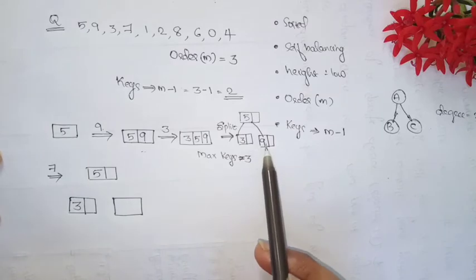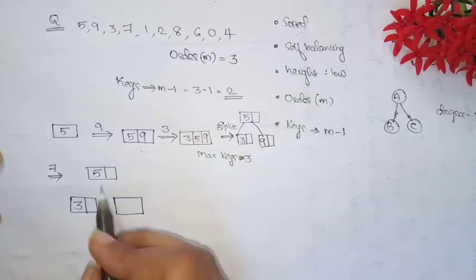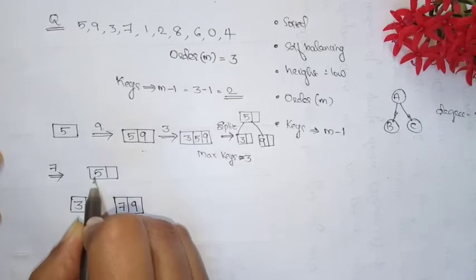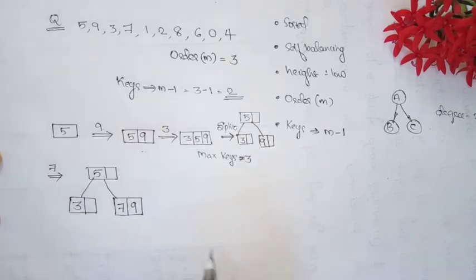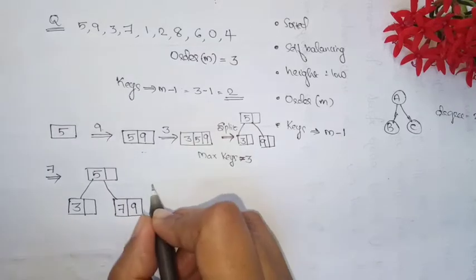I store these keys in such a manner that they will always be in a sorted order. So 7 comes first, after that 9. No problem at all, because here the maximum key count is now 2. This is not violating our condition. We can proceed.